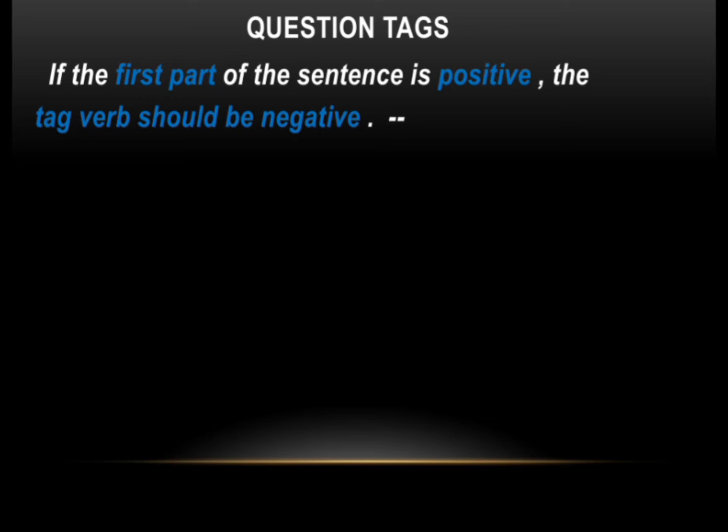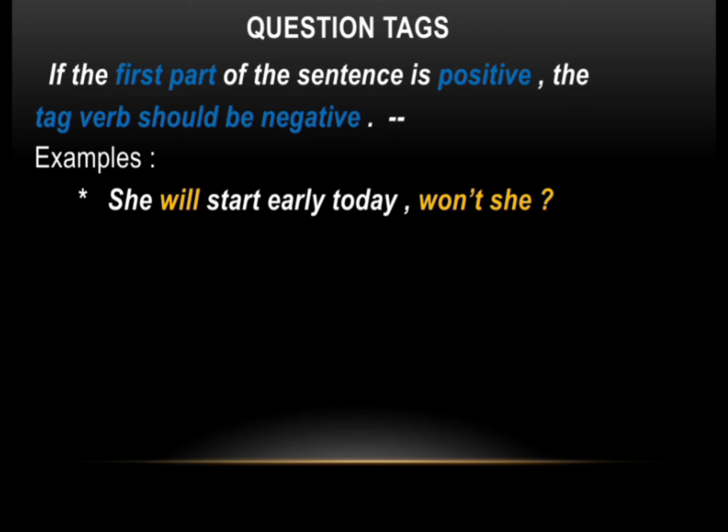If the first part of the statement is positive, the tag verb should be negative. Let us see the examples. She will start early today, won't she? In this statement, the first part is she will start early today. This first part is positive and the auxiliary verb is will. The negative form of will is won't, so we use won't. The pronoun is she, and so the question tag is won't she.